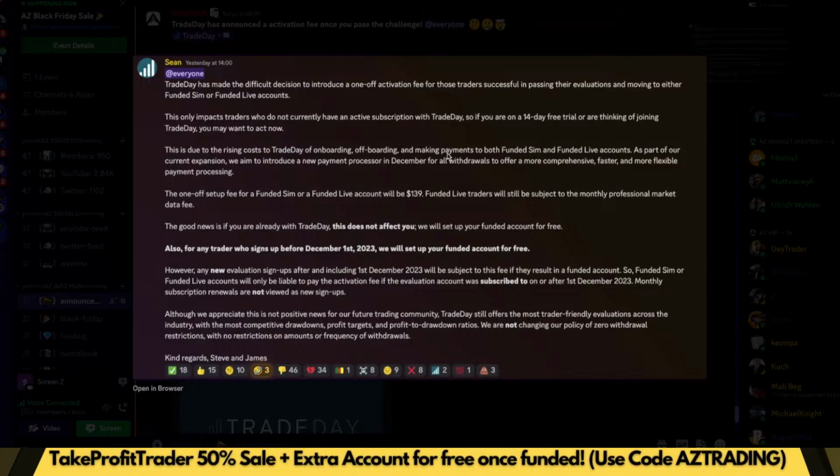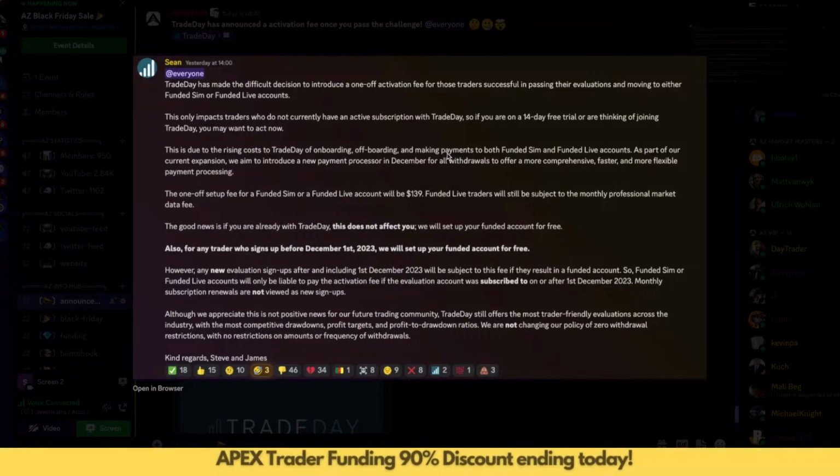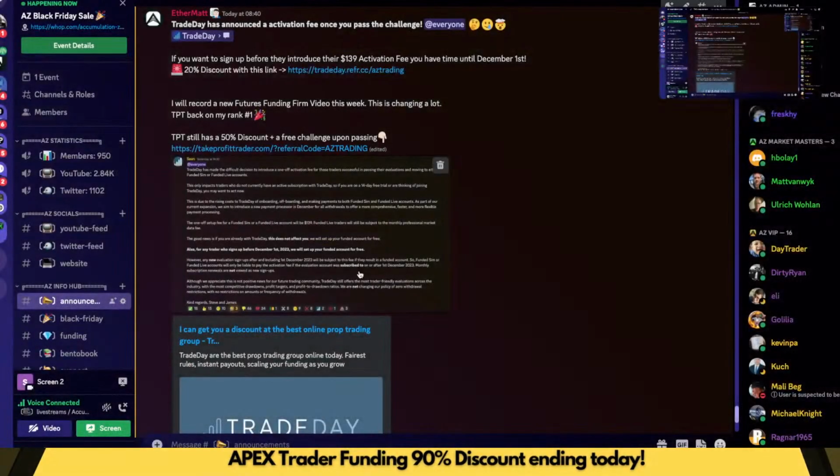Funded live traders will still be subject to the monthly professional market data fee. The good news is, if you're already with Trade Day, this does not affect you. We will set up your funded account for free. Also, for any trader who signs up before December the 1st, we will set up your funded account for free. But after the 1st of December, you end up paying $139.